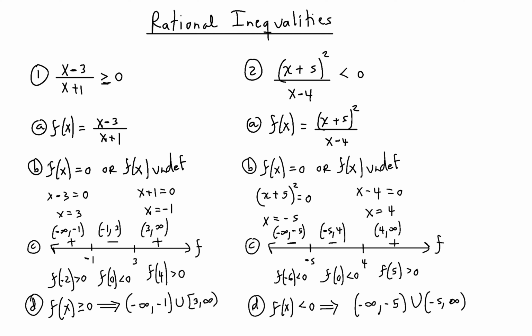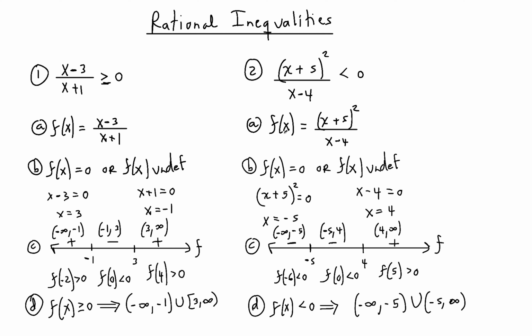And now I note that the original question is equivalent to answering when f of x is greater than or equal to 0, and we can use part C for that. Greater than or equal to 0 means plus. I include the 3 because I have greater than or equal to 0. However, I cannot include the -1 because the function is undefined at that point.